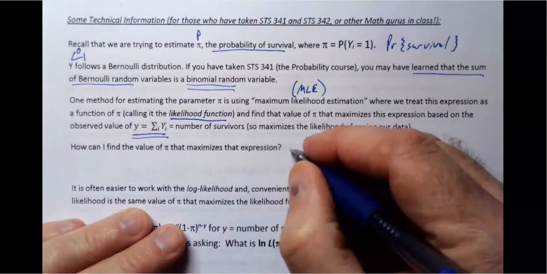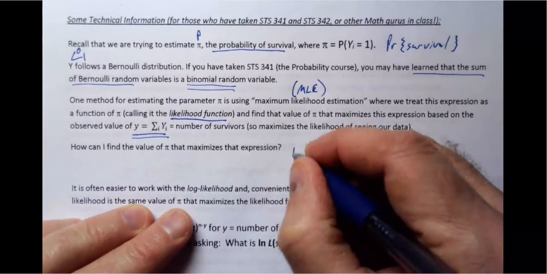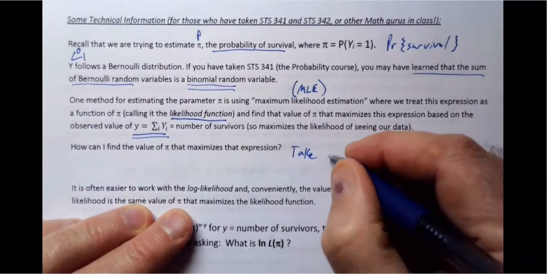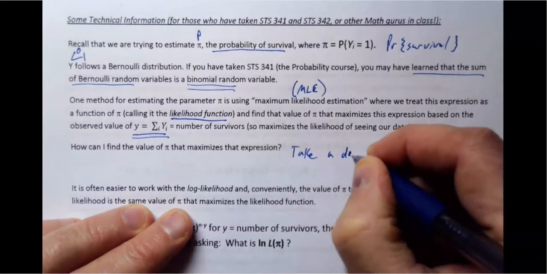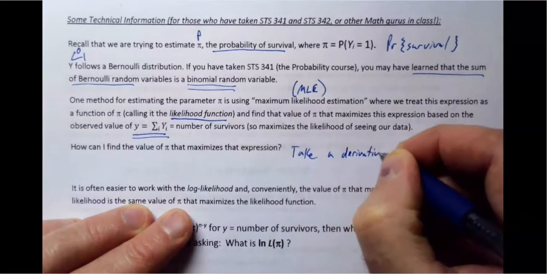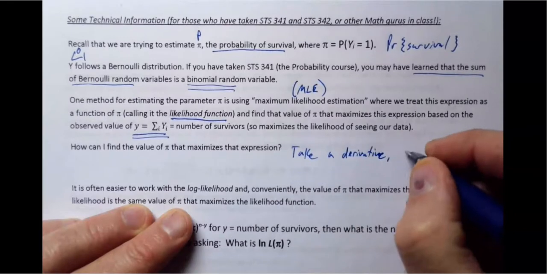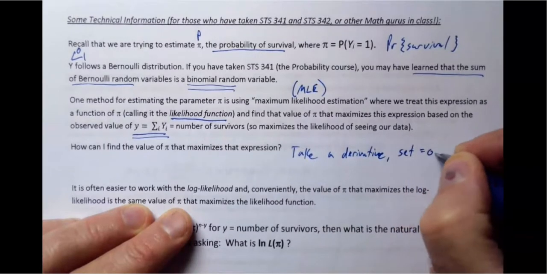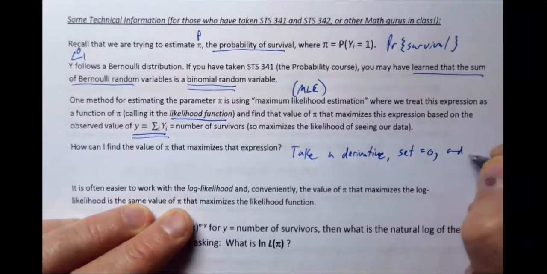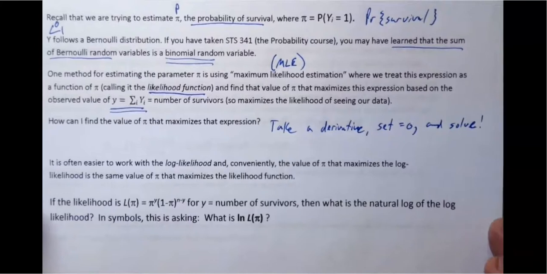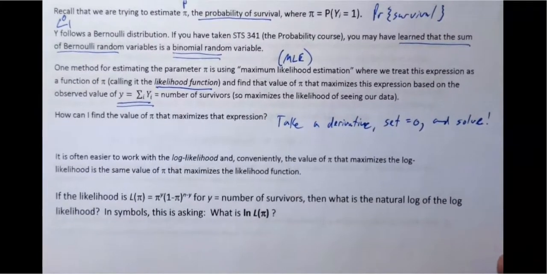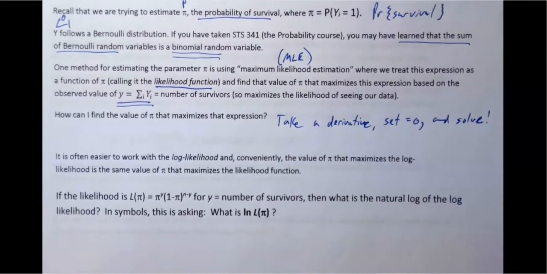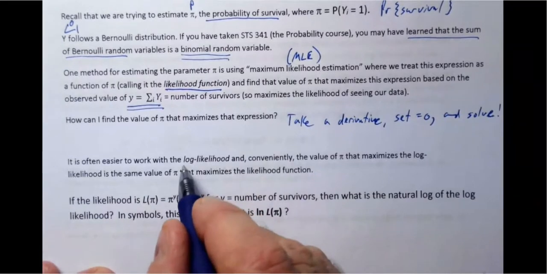To find the maximum of a function, we're going to take a derivative, set it equal to 0, and solve. That's the general idea. And we're going to work with the log likelihood.